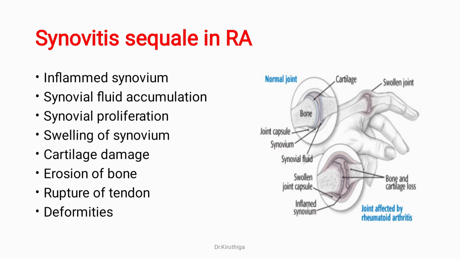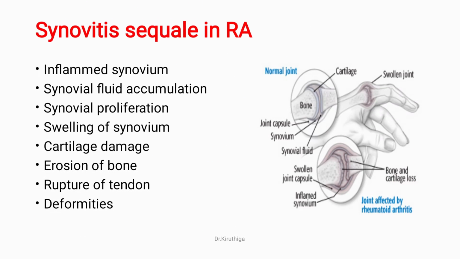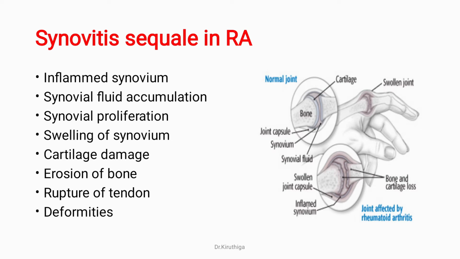So synovitis is the main pathology in rheumatoid arthritis, and the sequel of synovitis gives us a clear picture of why somebody develops pain, why somebody develops stiffness, and the reason for swelling in the joint, everything. So in the inflamed synovium, due to the inflammatory process, there will be large accumulation and large secretion of synovial fluid. The soft tissue of the synovium starts proliferating, which leads to swelling of the synovium. Due to chronic activity, chronic autoantibodies in the synovial fluid, the cartilage starts getting damaged.